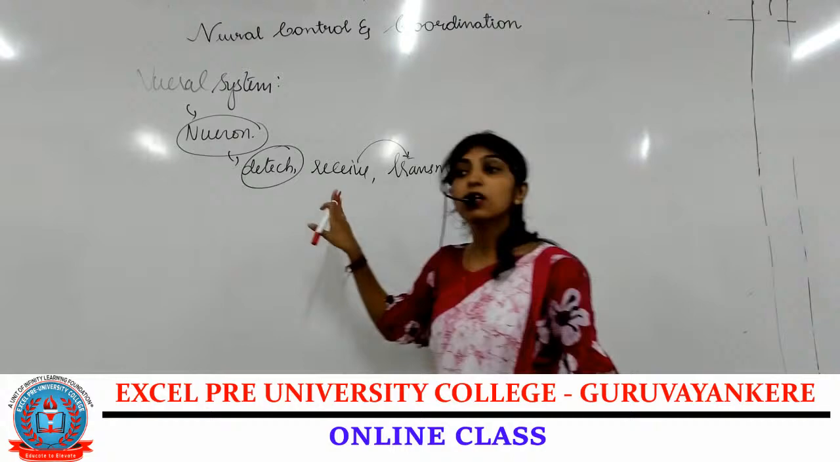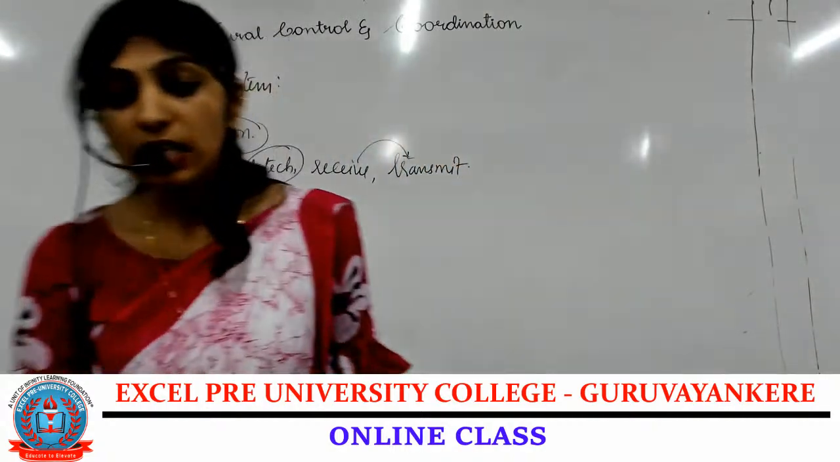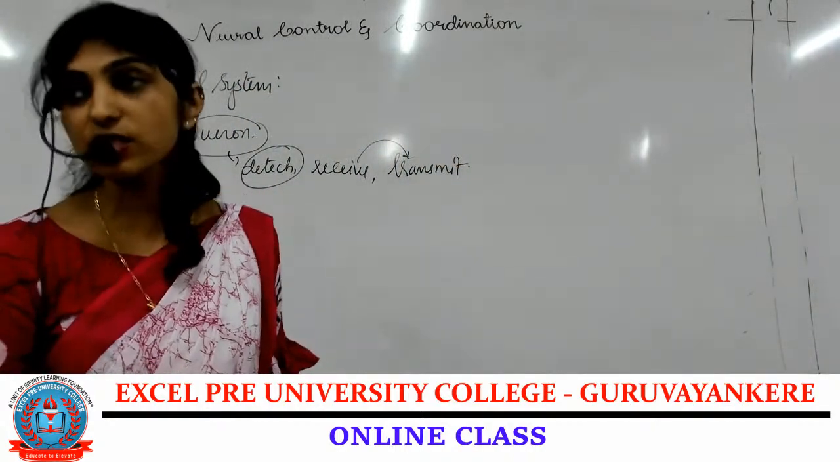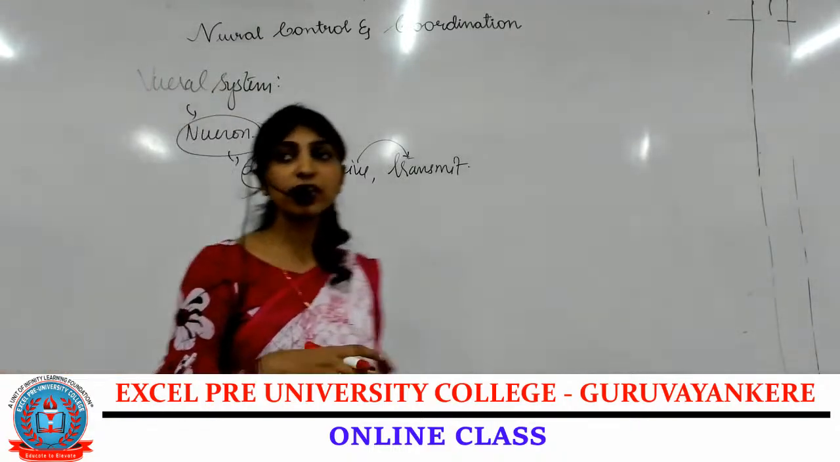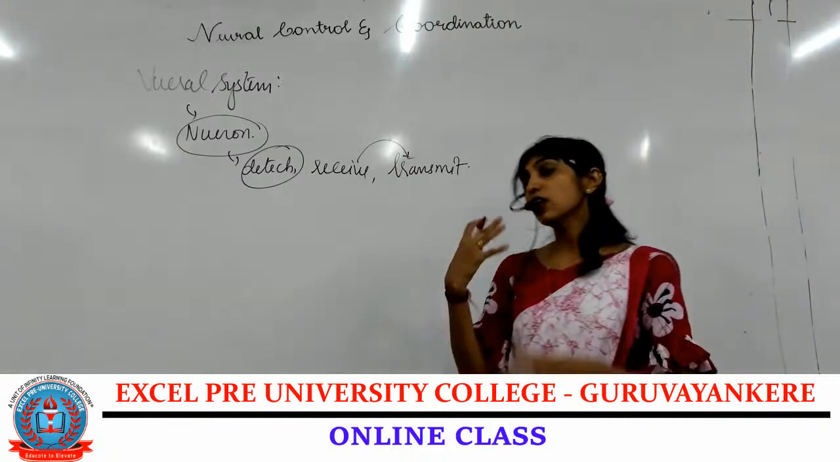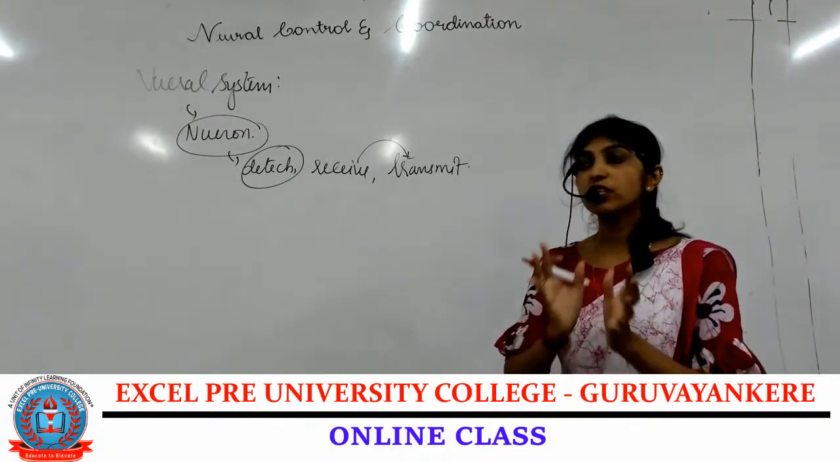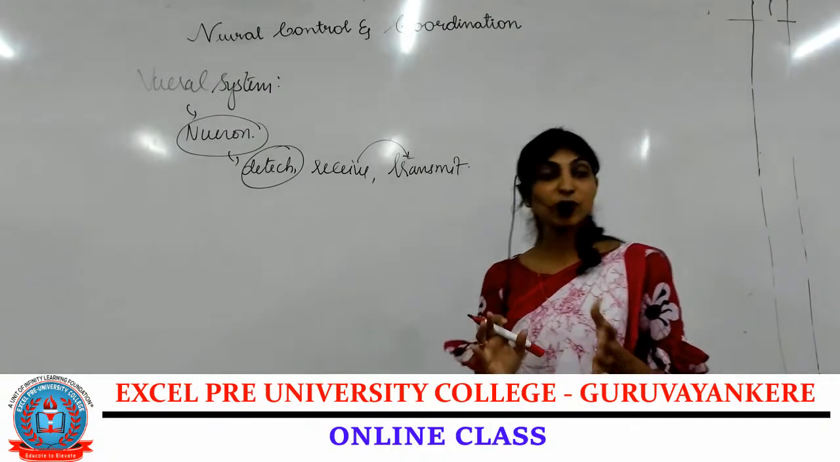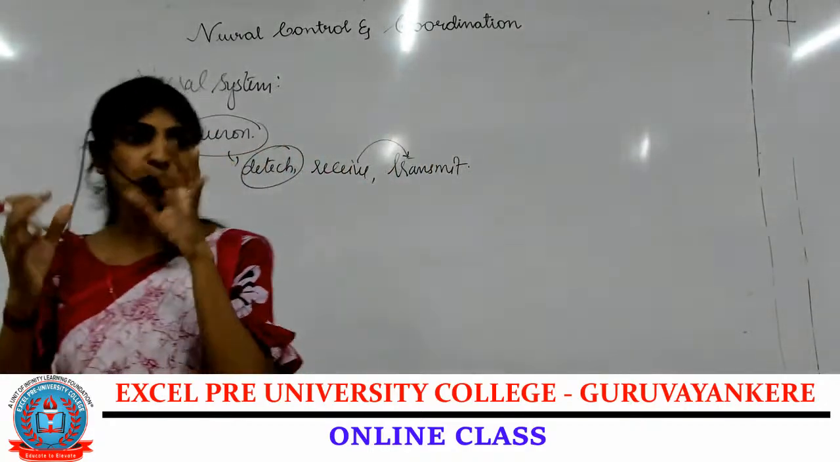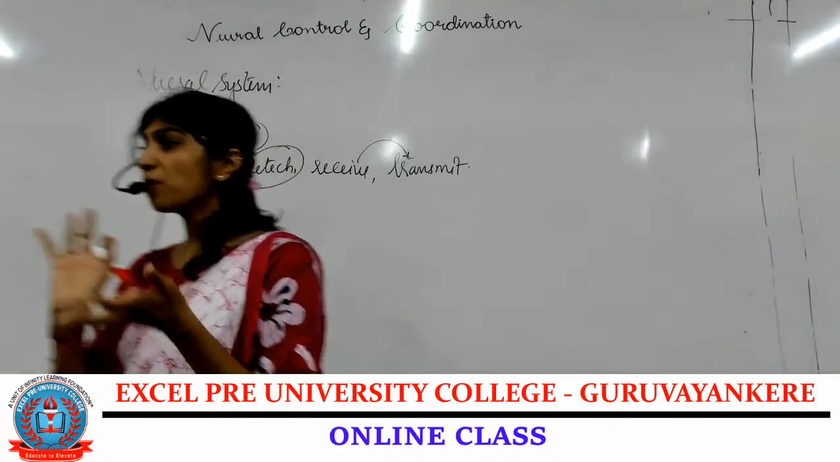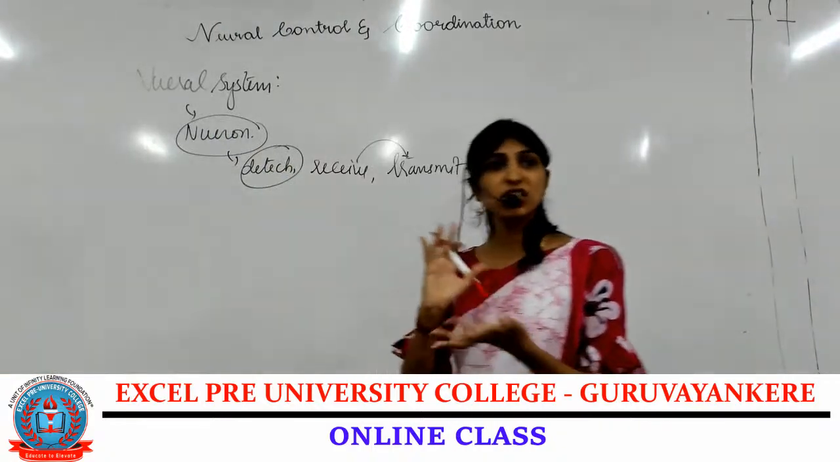Is it clear? Now coming to the next one, our neural system. When we compare the lower organisms, which is the first phylum that shows an arrangement of a nervous system? Coelenterata, especially Hydra. There is a group of neurons, a group of nerve fibers together forming a network. We cannot say it is a nervous system.